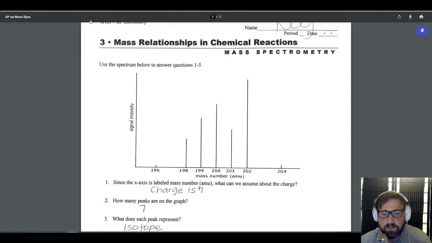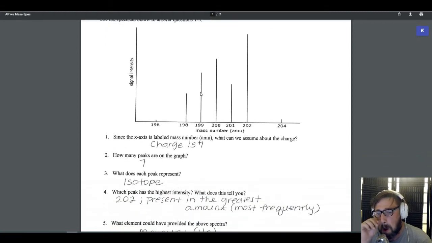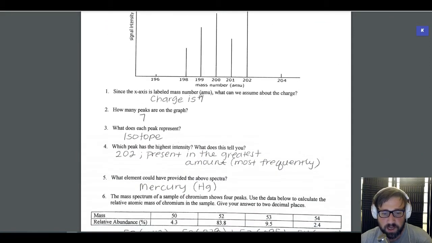I found another mass spec problem, but it is already 2 to 7. That one was a very general one. This one's a little bit more in depth.